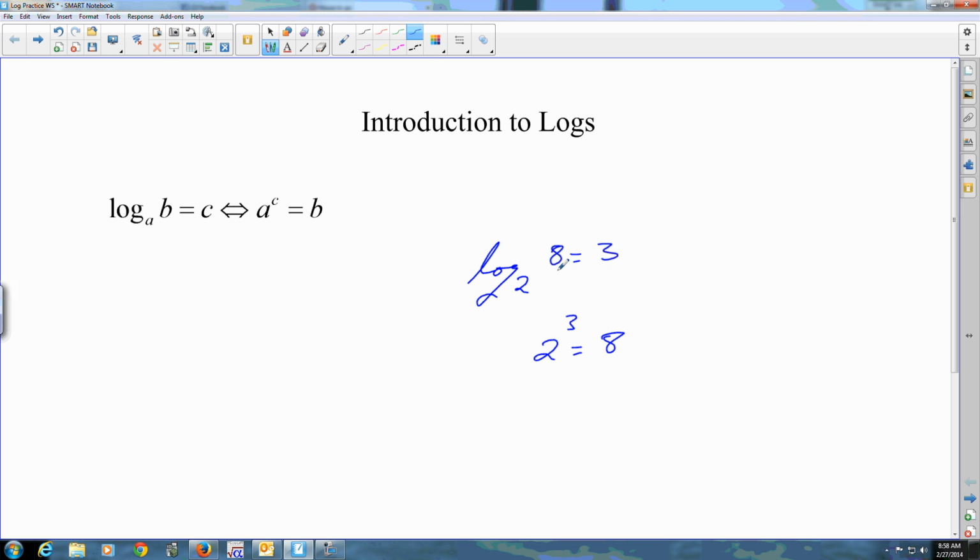All right? So being able to say it, log base A of B is C, is one thing, but understanding what it means is completely different. And I want to work with you guys on being able to understand what it means. A to the C is B. Okay.